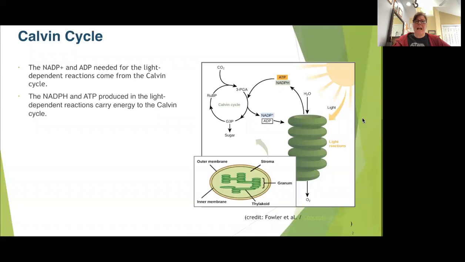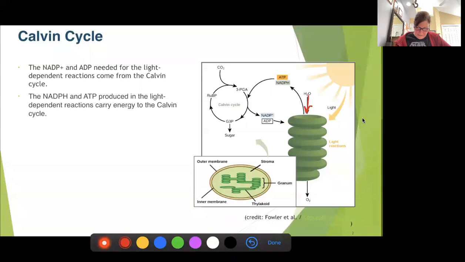And so again, the NADP plus and ADP needed for the light dependent reaction come from the Calvin cycle. And again, this is a big cycle between the two. So here's our sun, right? We've split our water. We just talked about that. We have that NADPH. So we have the NADP plus coming in, picking up electrons, and then it's going to dump them off in the Calvin cycle.